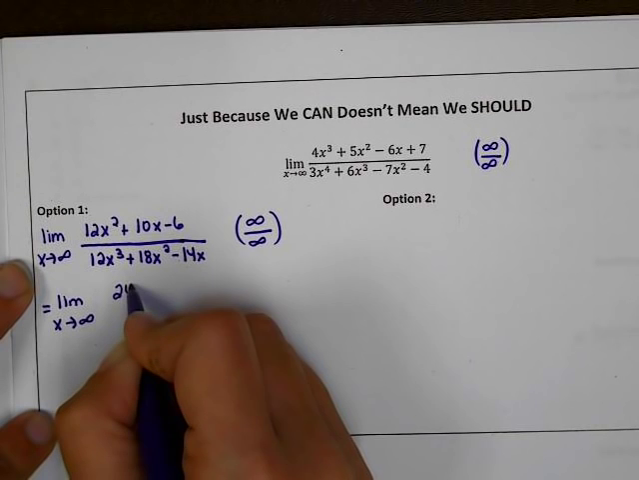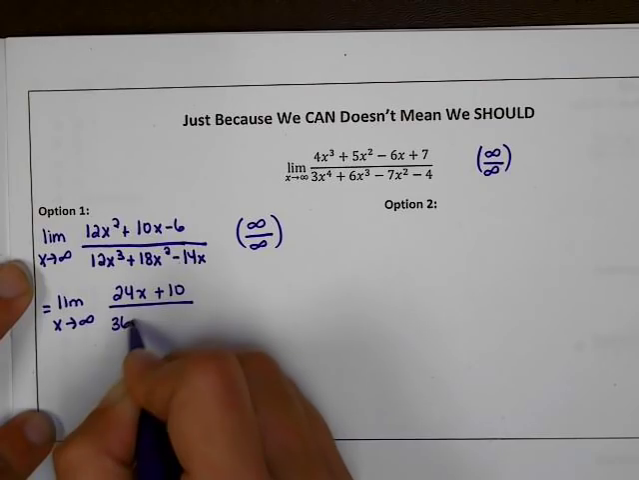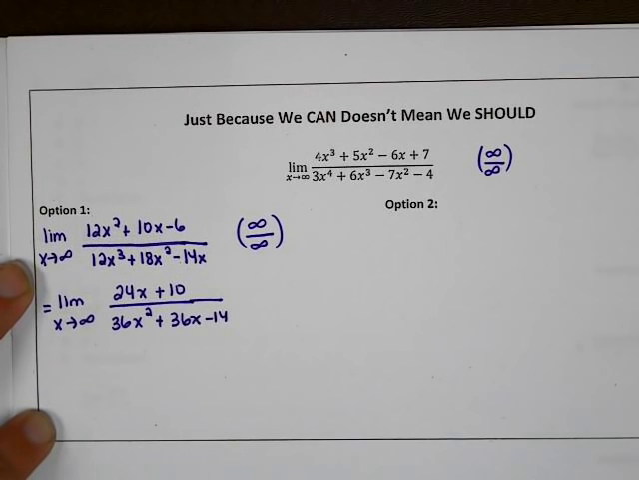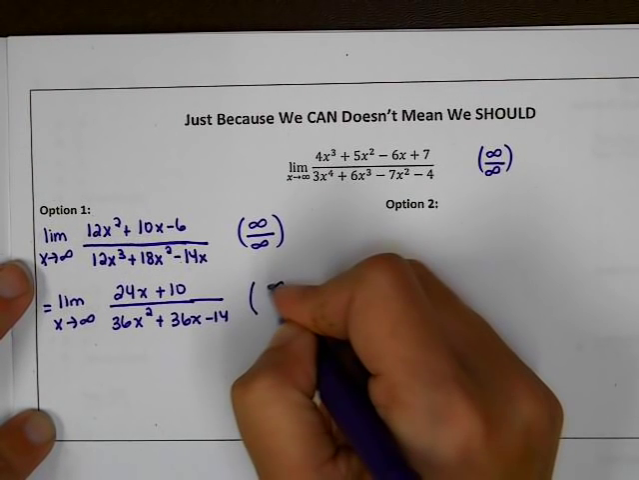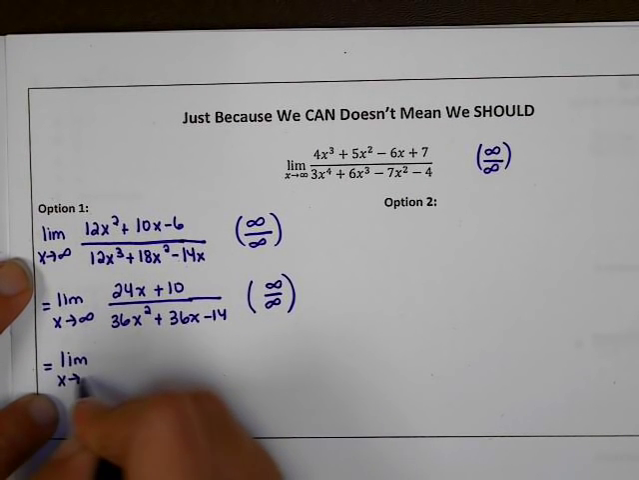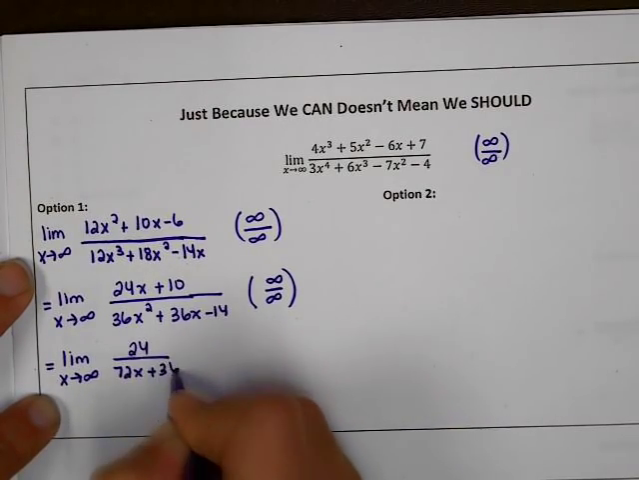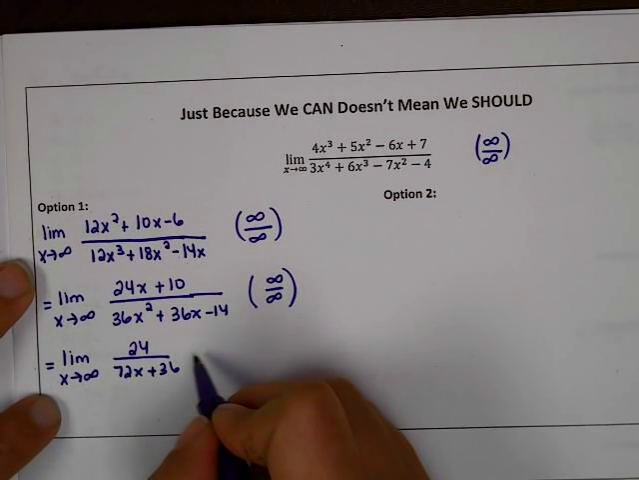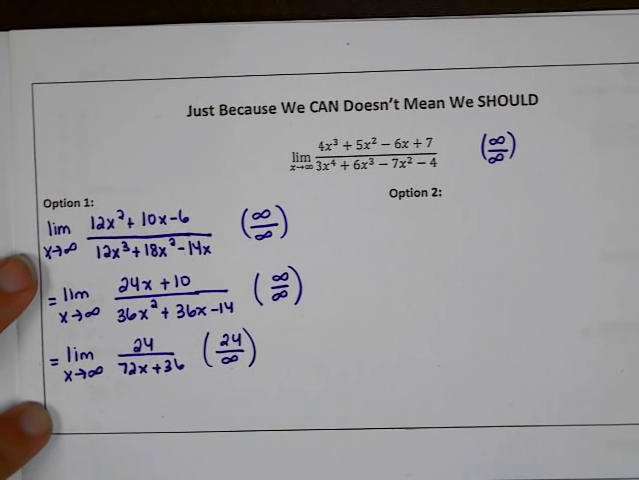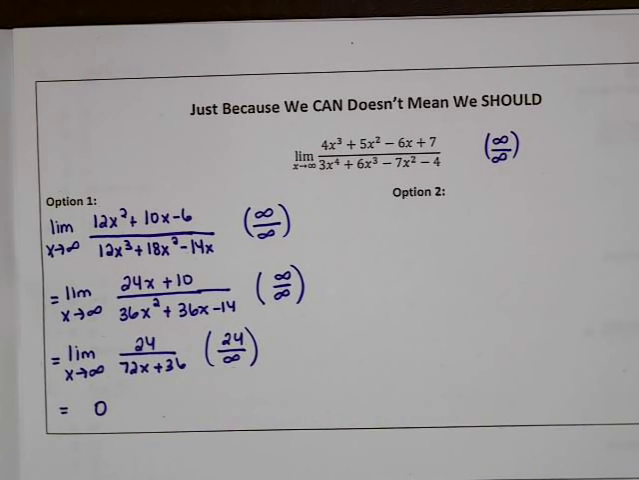which would give you 24x plus 10 over 36x squared plus 36x minus 14. Once again, if you try plugging in infinity, you would get infinity over infinity again, in which case you're doing L'Hopital's again, of 24 over 72x plus 36. And now if you try plugging in infinity, you get 24 over infinity. And one of the things that we said earlier this year is if you have 24 pizzas shared with infinity of your friends, that's just 0. So L'Hopital's rule works, it gives you 0.